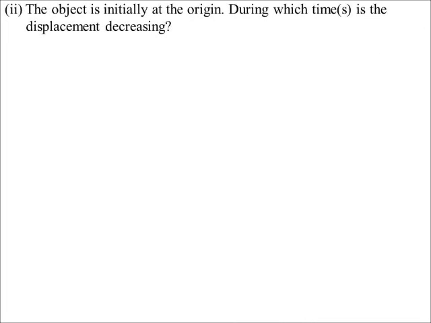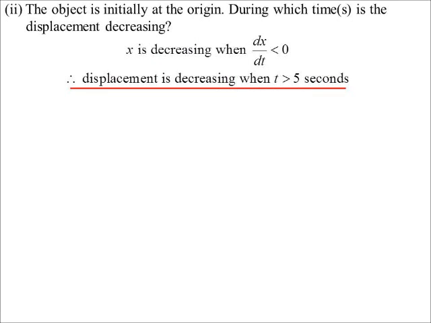The object, we're told, is initially at the origin. During which times is the displacement decreasing? Displacement is decreasing when velocity is less than 0. That means it must be when t is greater than 5 seconds if we have a look at our graph, because we're asking when is that velocity graph less than 0? When is it below the t-axis? And that's when t is greater than 5.